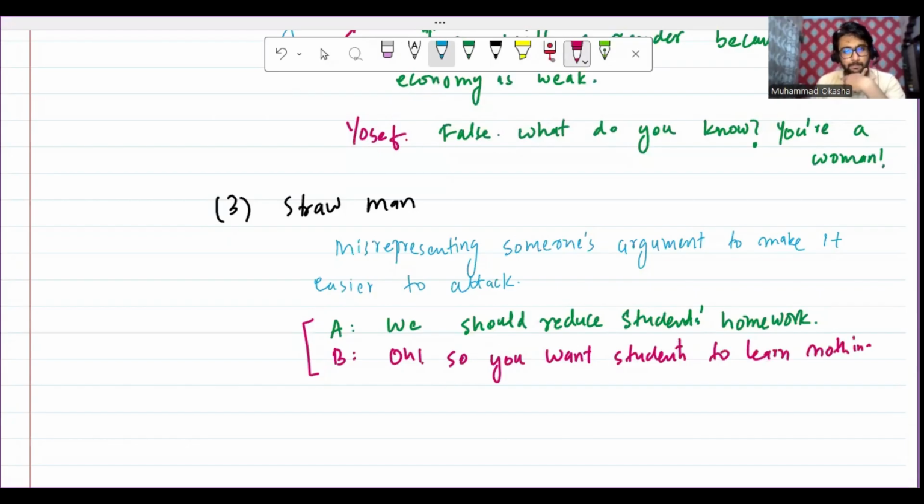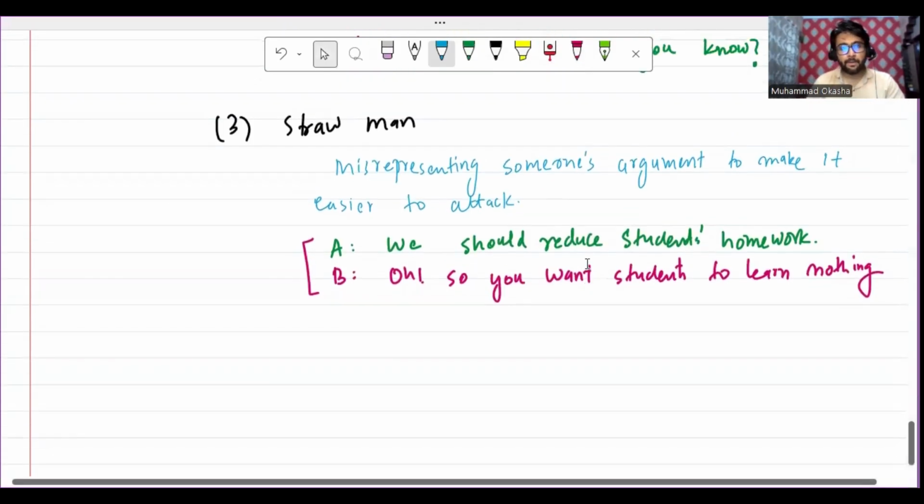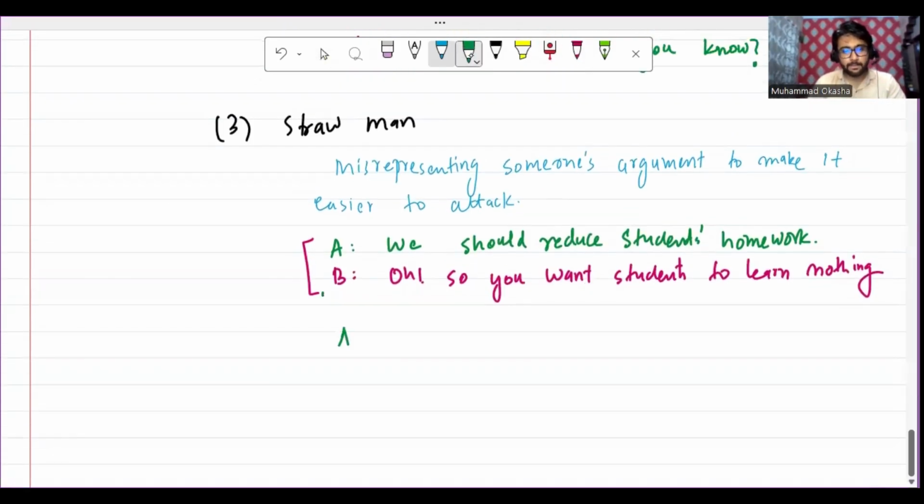And this is what people do a lot in our culture as well, right? You say something and they misrepresent your argument and make it easier to attack. Just because person A said we should reduce students' homework does not necessarily mean they want the students to learn nothing. It means they want the mental well-being of the students, right? So this is an example of a straw man. Another example of straw man is, I'll give you one more example.